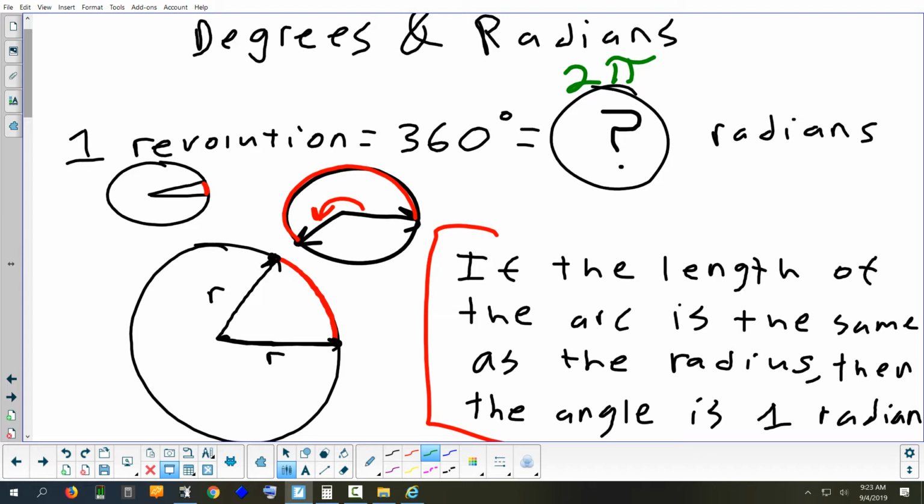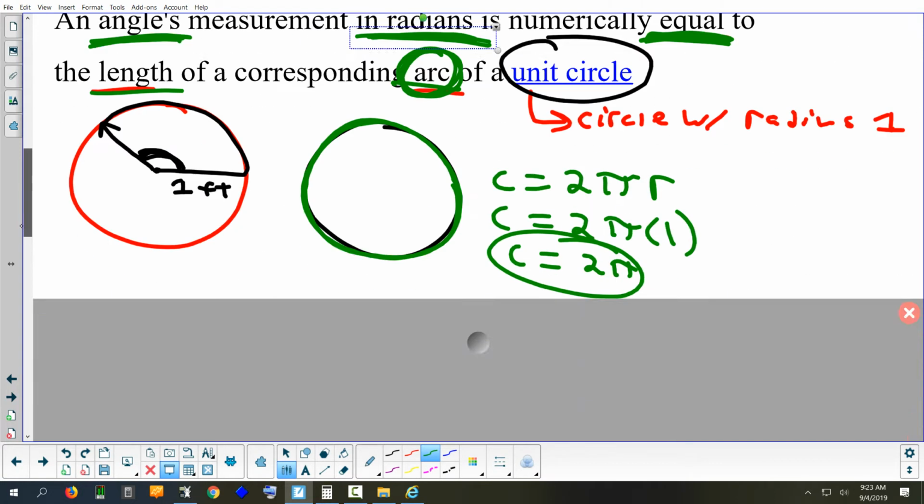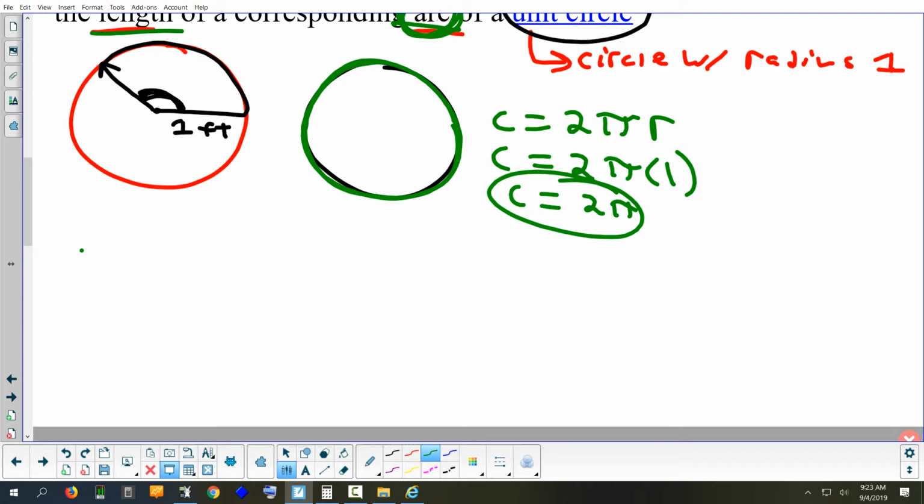There are 360 degrees in 2 pi radians. So let's write that down. There are 360 degrees in 2 pi radians. We could reduce that fact a little bit. That's kind of like saying there's 720 degrees in 2 revolutions. You can make it a little smaller.